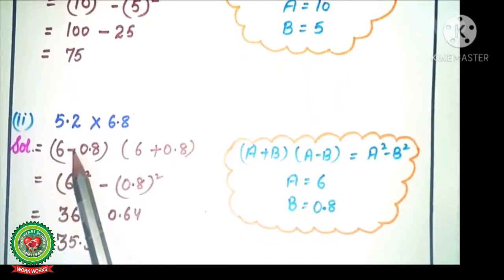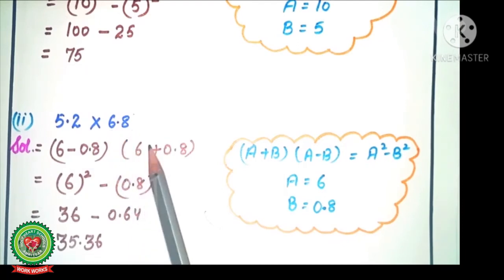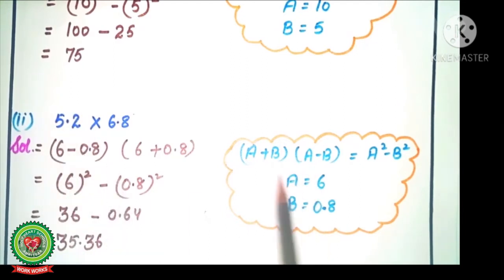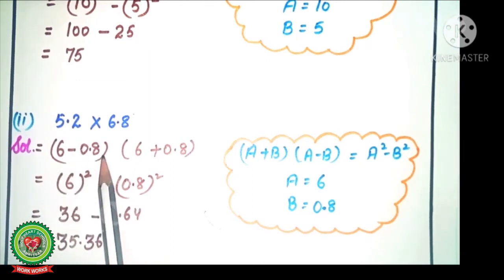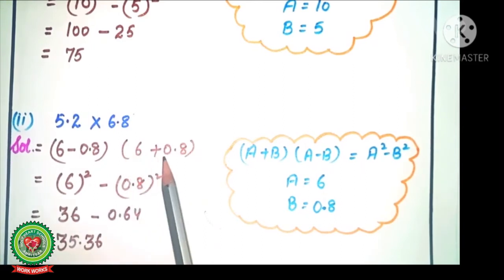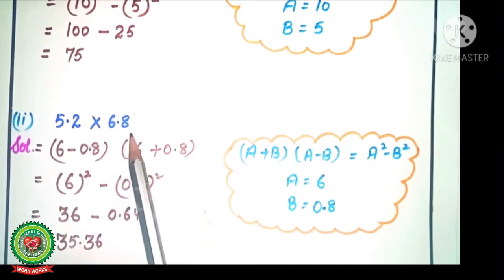So here is the second statement, 5.2 into 6.8, right? Now we have to break this statement into two numbers so that we will get the form (a plus b) into (a minus b). Alright. So here we have two numbers like 6 minus 0.8. If we subtract these two numbers, we will get 5.2. So we will take here (6 minus 0.8) into (6 plus 0.8). The same numbers we have to take. When we add 6 plus 0.8, we will get 6.8, right?